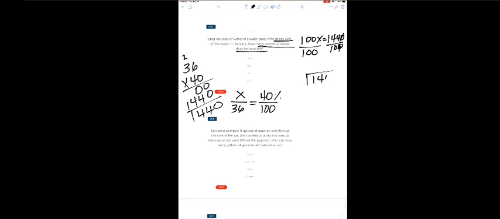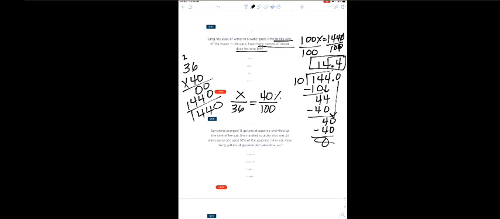So 144 divided by 10. So 10 goes into 14 one time. Times 1 is 10. I'm going to bring down the 4. 10 goes into 40 4 times. 40. I have a 4 left over. So I'm going to add a decimal. Add a 0 and bring it down. 10 goes into 40 4 times. And now I'm done. So this is the number that he drank.